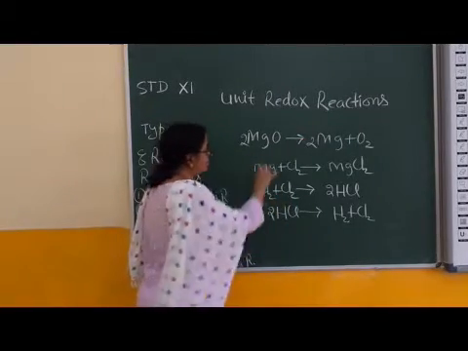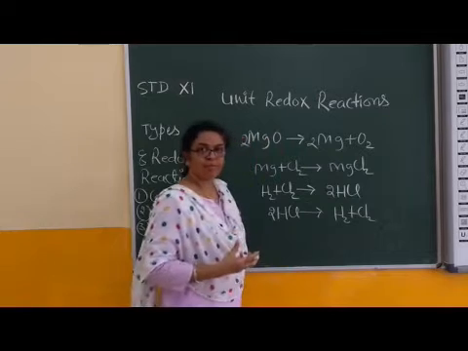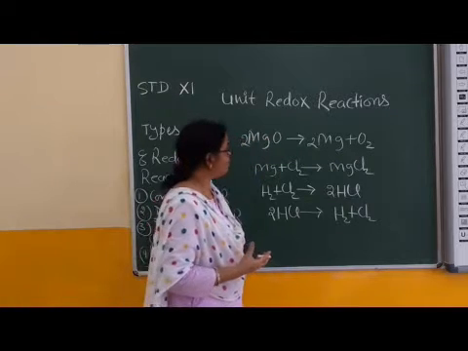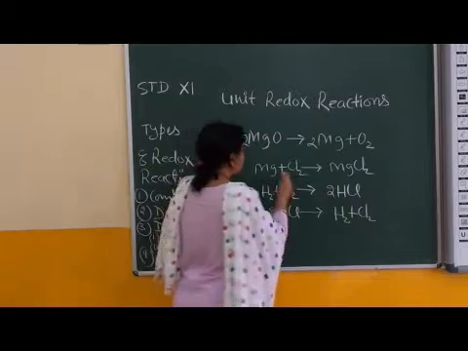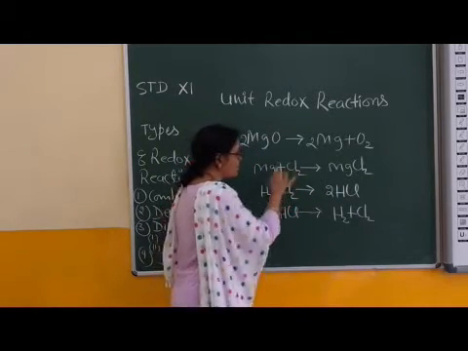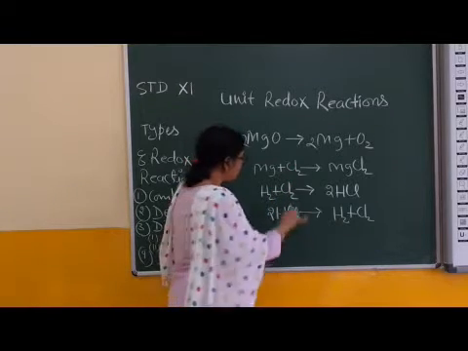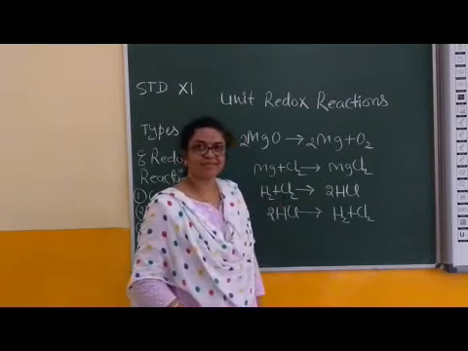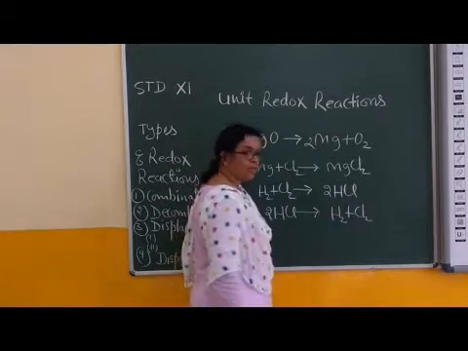First one, decomposition of magnesium oxide into magnesium and oxygen is elimination of oxygen. This is reduction, opposite of oxidation. Magnesium reacts with chlorine. Chlorine is more electronegative. This one is oxidation. Reaction of chlorine with hydrogen is reduction of chlorine into HCl, hydrogen chloride.